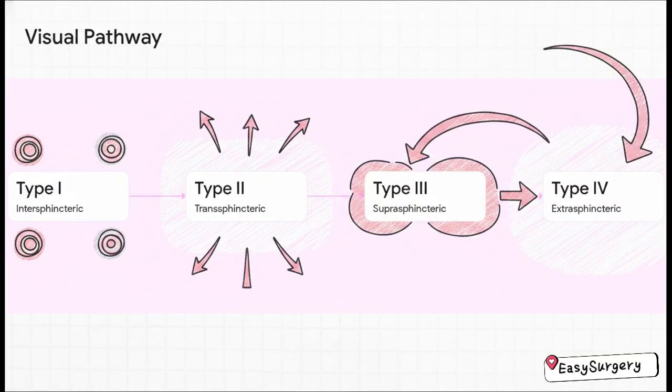Visually, just think of this disease process as leveling up in complexity. It's stepping progressively further outward from that initial intersphincteric space. You start right in the middle, between the sphincters. That's your type 1. As it gets worse, it pushes outward. It crosses the external muscle for type 2. It pushes up and over for type 3. And at its absolute most severe, it completely bypasses the entire sphincter complex on the outside for type 4. If you visualize that outward and upward expansion, it's pretty much impossible to forget.